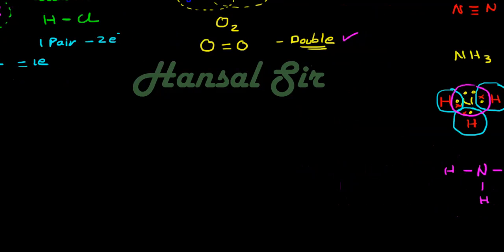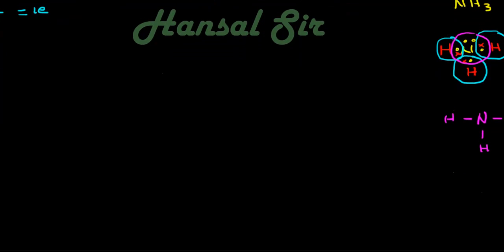Let's move further and look at some more examples. Let's look at an example of CCl4. That means 1 carbon atom. Remember, carbon has atomic number 6. So it has 4 electrons in its outermost orbit. Now in order to become stable, carbon needs to have 8 electrons in its outermost orbit. So what carbon does is that it will combine with 4 chlorine atoms.